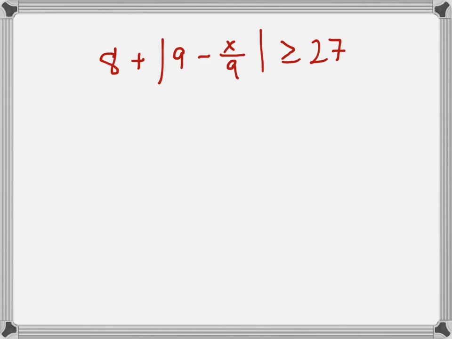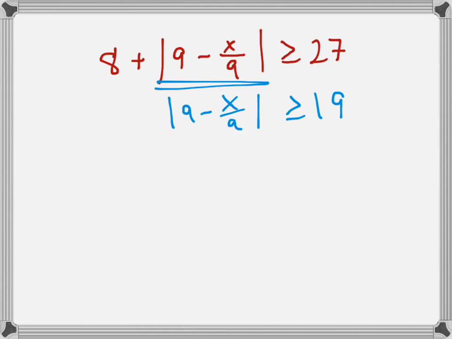Solve this absolute value inequality. So the first step is always to isolate the absolute value. So I have to first subtract 8. Before I do anything else, I have to isolate the absolute value. So I'm subtracting 8 from both sides, so I get 19 on this side.